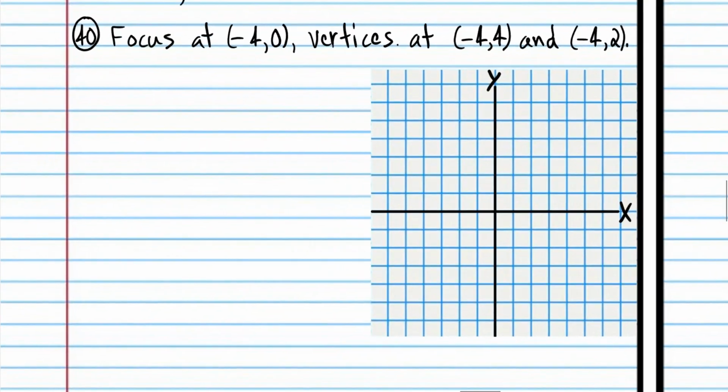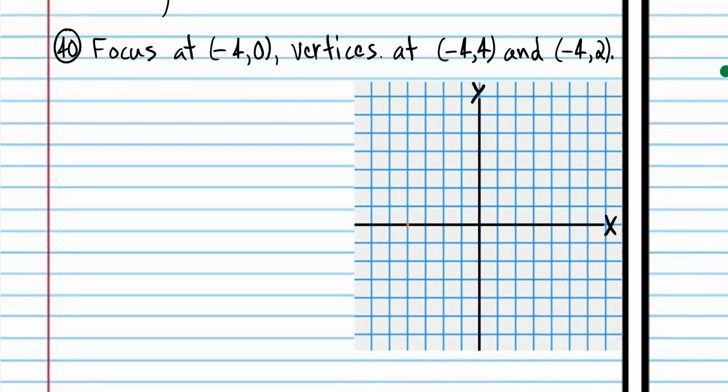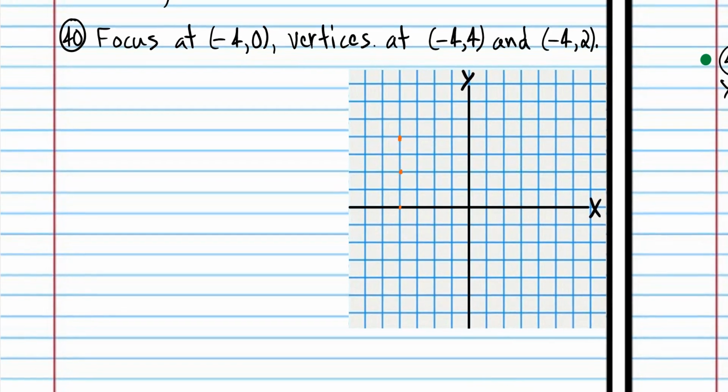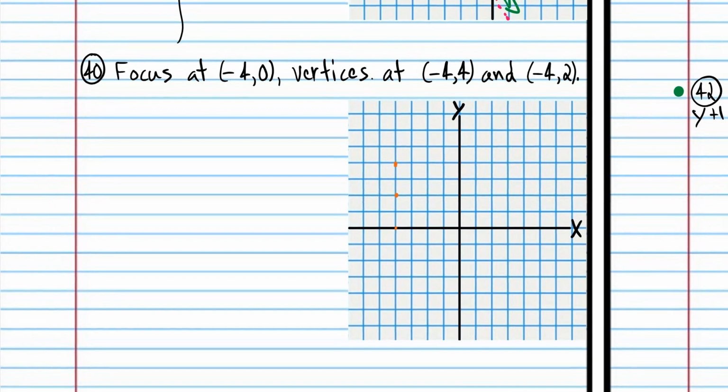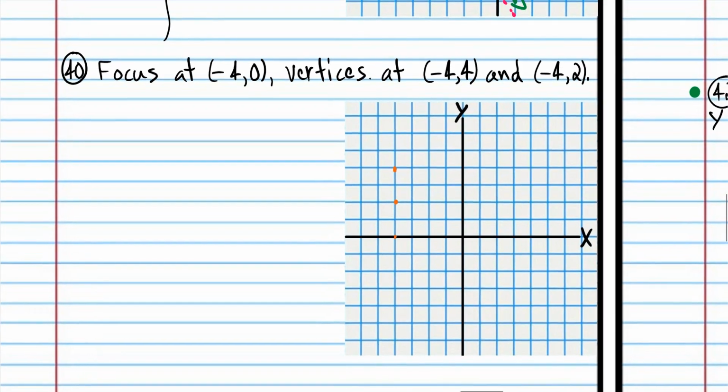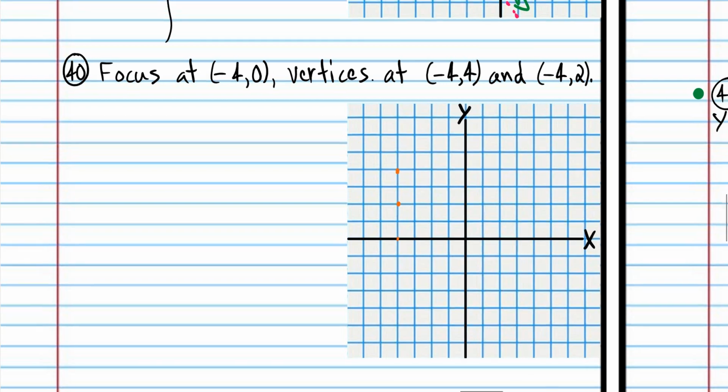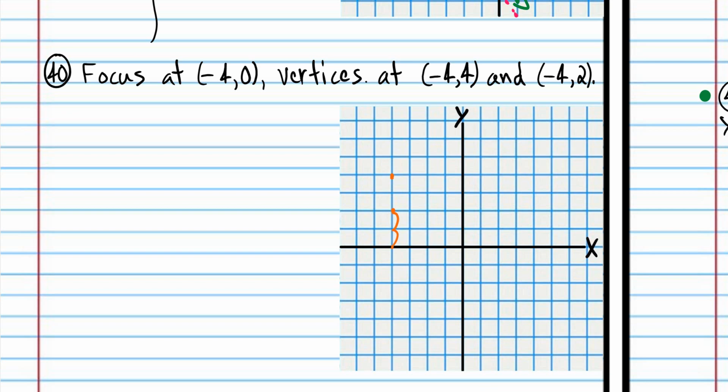Okay, we're back. So we have a focus at negative 4, 0. 1, 2, 3, 4, 0. And we have vertices at negative 4, 4 and negative 4, 2. So these are the vertices. Let's double check that, make sure everything's right. It's easy to get confused with these problems. So that means we should have a focus up here. We don't really need to graph that though.